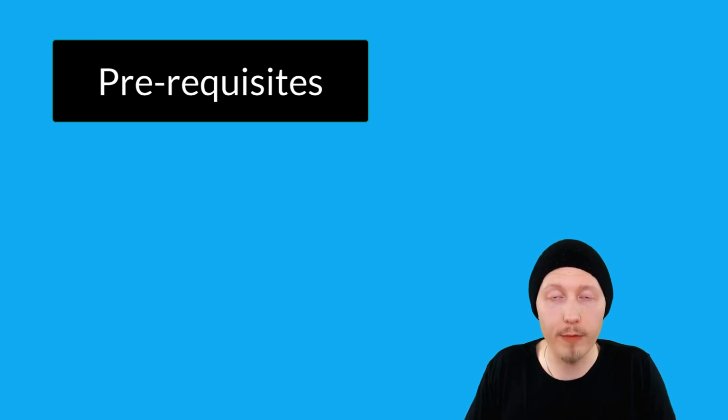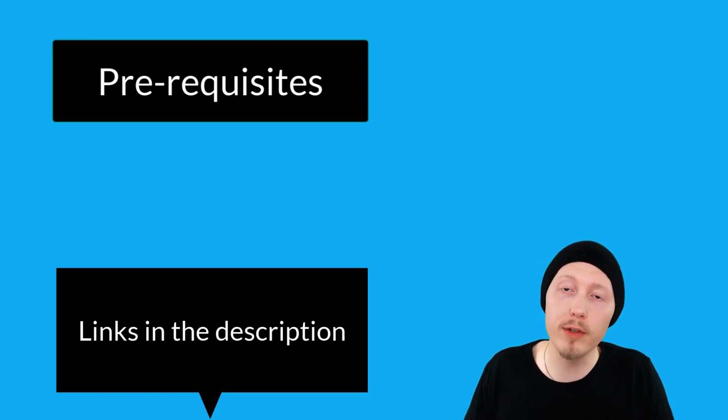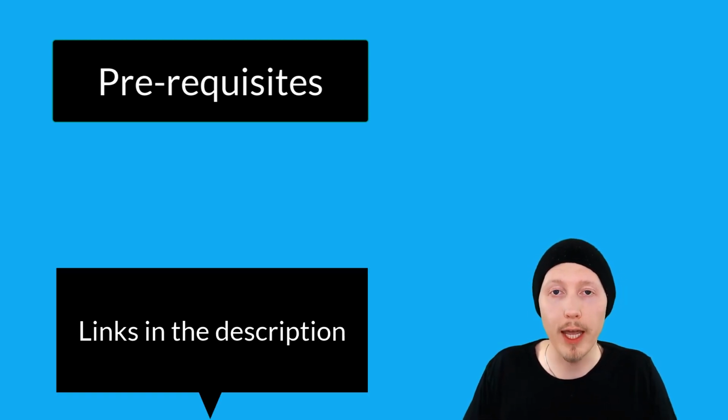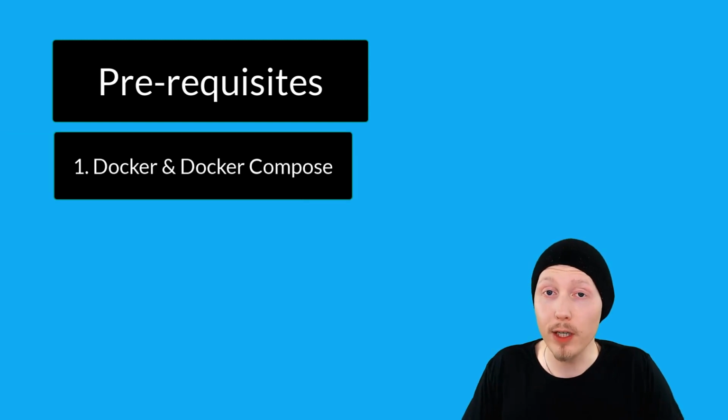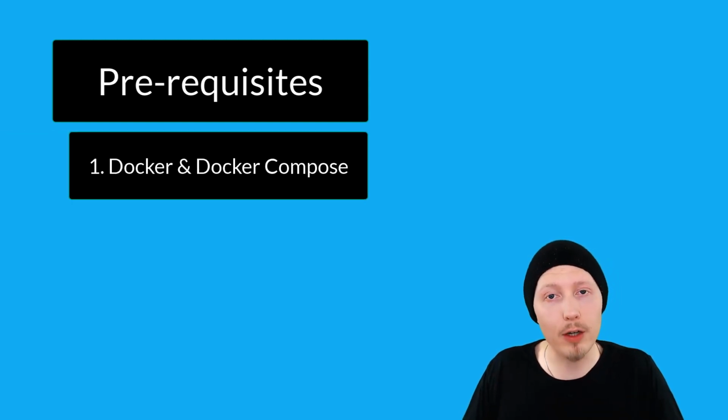So you're going to need some prerequisites for following this video. I've put all of the links to all of the dependencies that you need to have installed in the description. So please pause the video and go ahead and make sure you have all of that installed. You should have Docker Desktop if you're on Mac or Windows, because Docker Desktop comes with both Docker and Docker Compose. If you're on Linux, then you can just install Docker and Docker Compose separately.